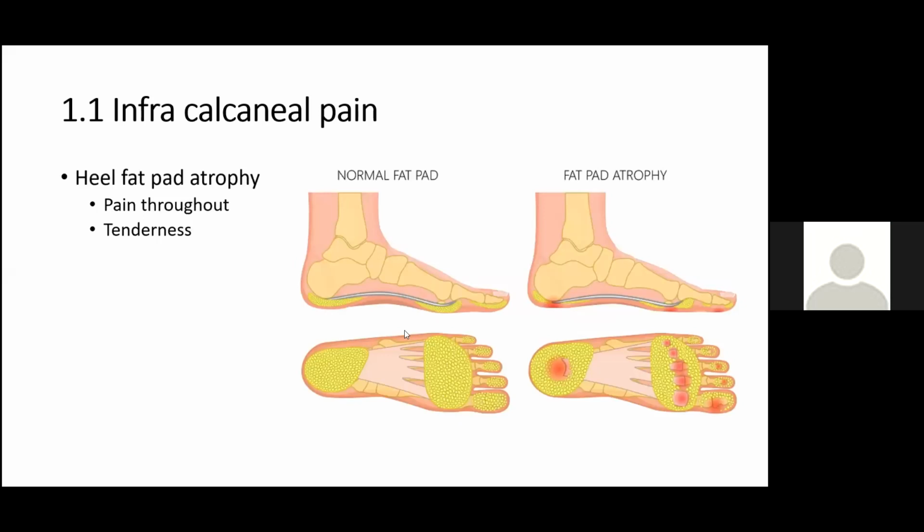The last differential diagnosis will be heel fat pad atrophy. The difference is they are having fat pad atrophy on the weight bearing areas. So as they weight bear, they will get pain. This pain is present at the very first step and it's throughout the walking time. And the tenderness will be all over the heel. There won't be any specific tender point all over the heel.